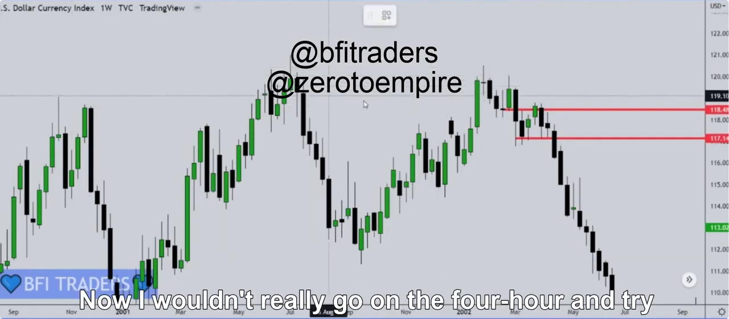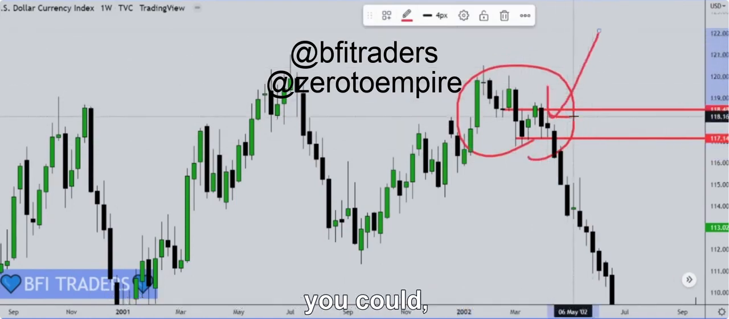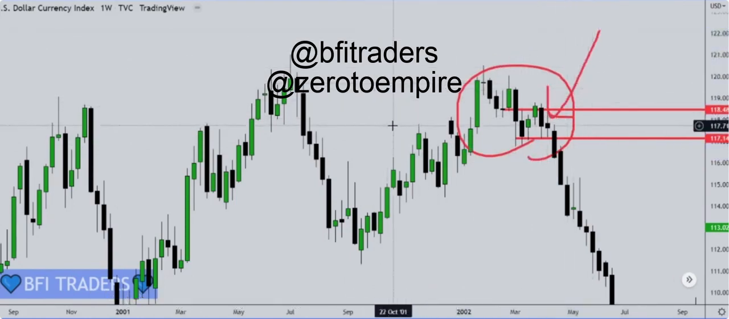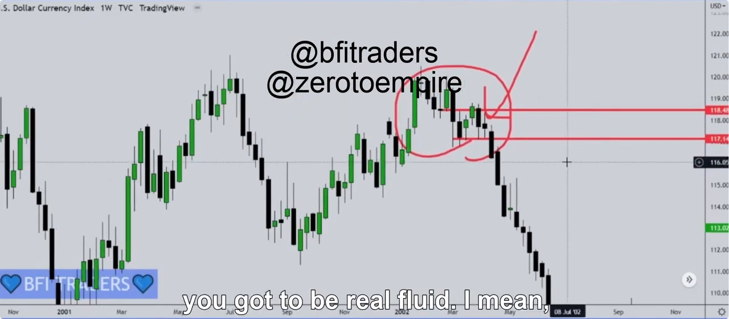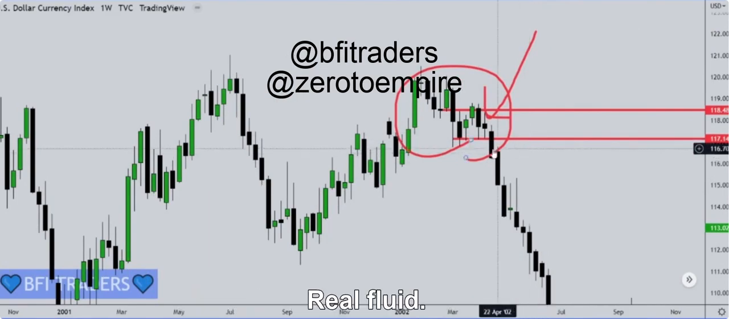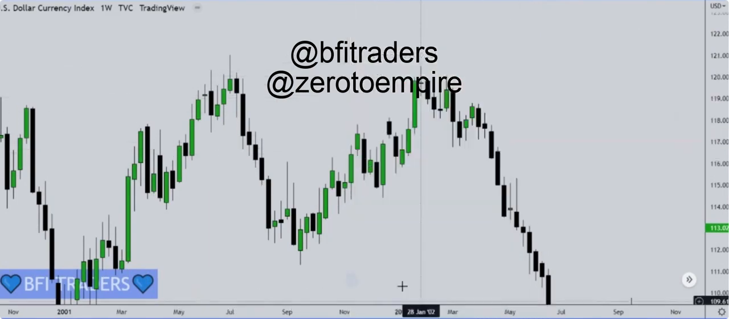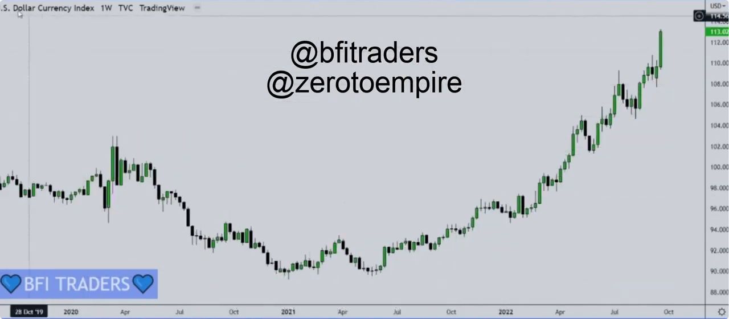Okay, now I wouldn't really go on the 4 hour and try to refine a 4 hour zone within here. I mean, you could, but you've got to be real fluid. When it's going vertical like this, real fluid. Okay, so dollar index going vertical. What does that mean? Do some research.